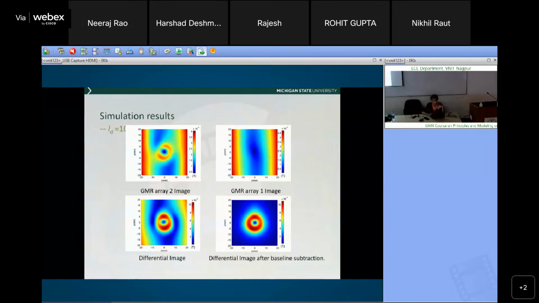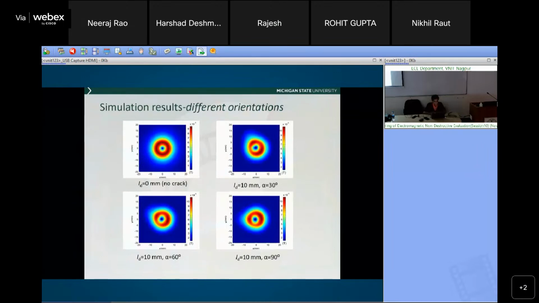But this helped us get an understanding as to what kind of fields, that's the whole purpose of the simulation model. These are the simulation results for different orientations of defect. This is a 60-degree defect, this is no defect, this is a 30-degree defect, and this is a 90-degree defect. These are simulation results, so we were confident we can get this in the experimental system. We can instrument it.